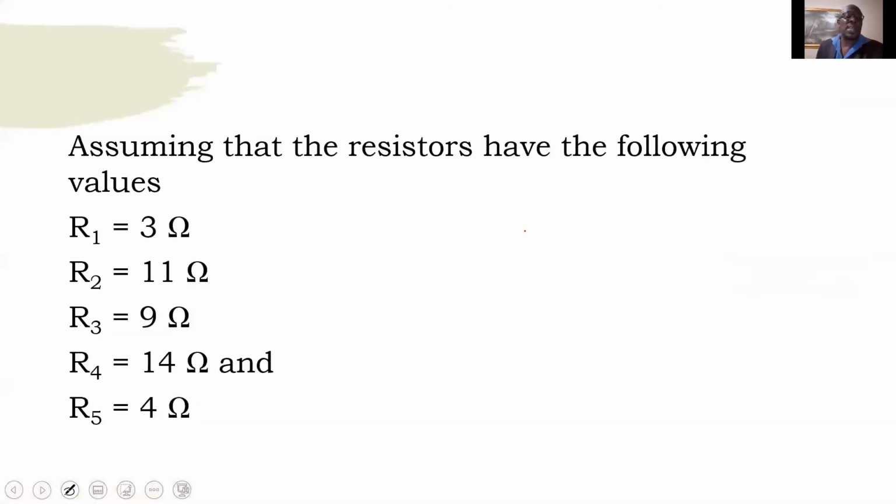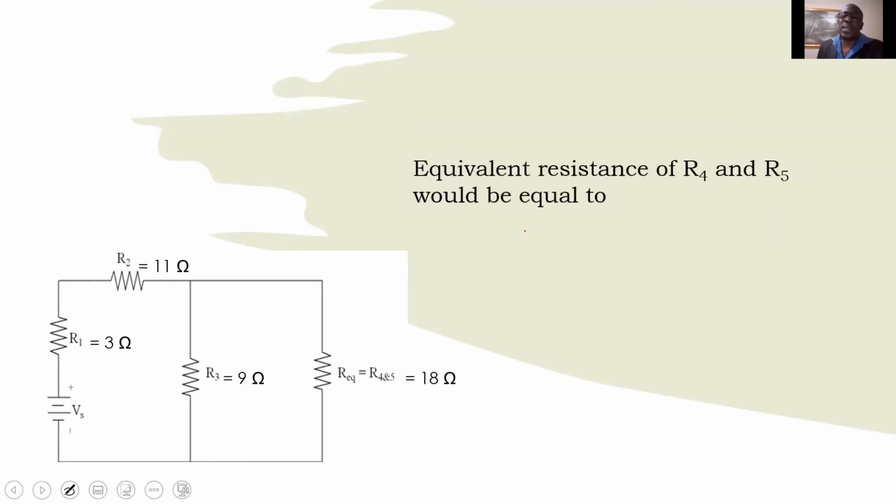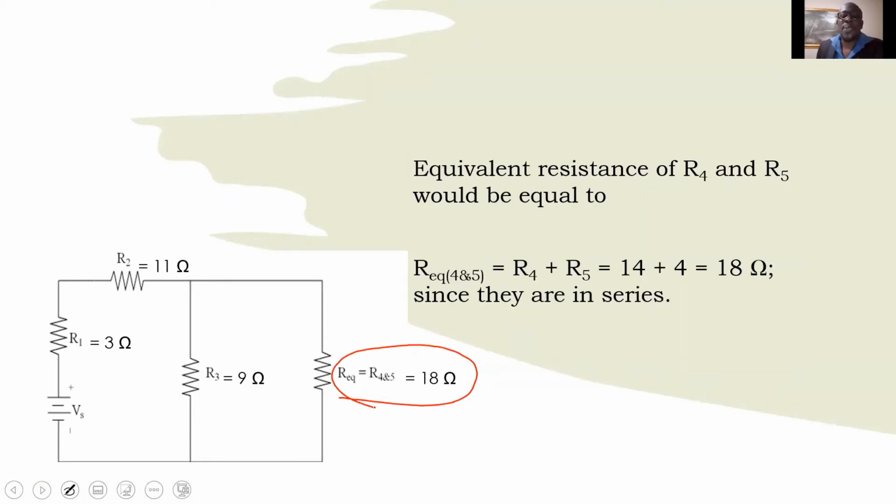So if we were to assign values to these resistances, if we make R1 3, R2 11, R3 9, R4 14, and R5 4 ohms, and substitute that into the circuit that we had earlier, then the equivalent resistance for R4 and R5 would be 4 plus 14, which gives us 18 ohms. This is so because R4 and R5 were in series, and so we simply add them.